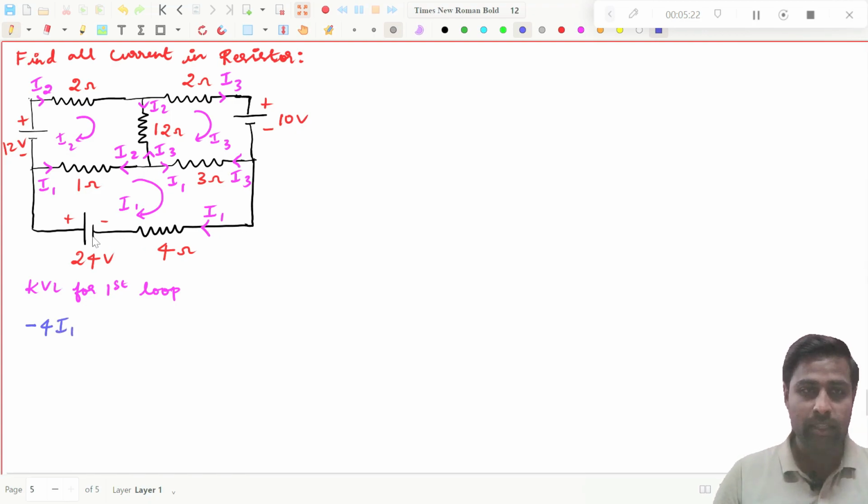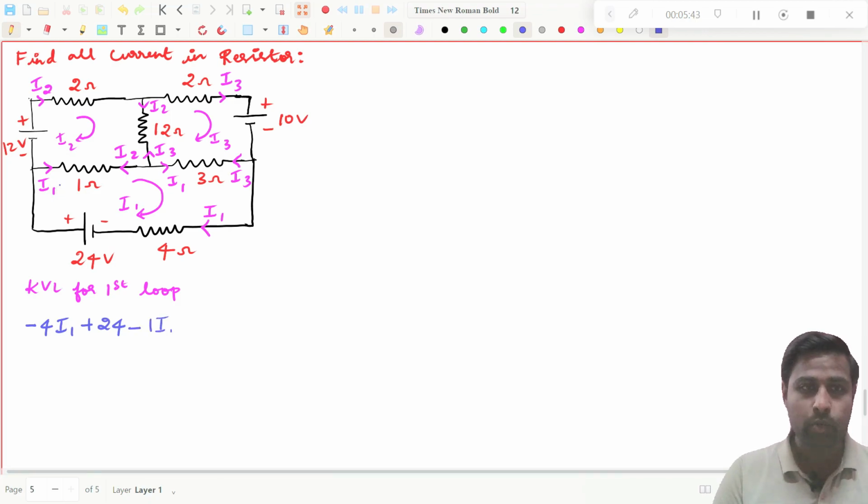Then you are going in this direction, traveling from minus to plus, so obviously you have to put plus that voltage value, that is 24. Then you go in this direction. You see again you are going in the same direction, and I1 is also in the same direction. What you have to do? You have to put a minus 1 into I1.